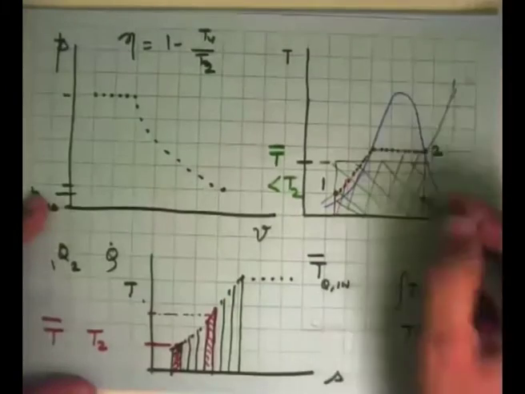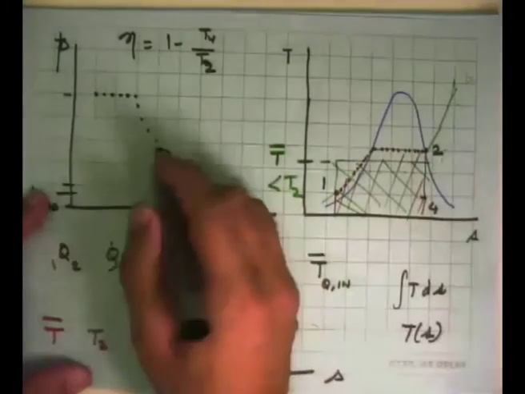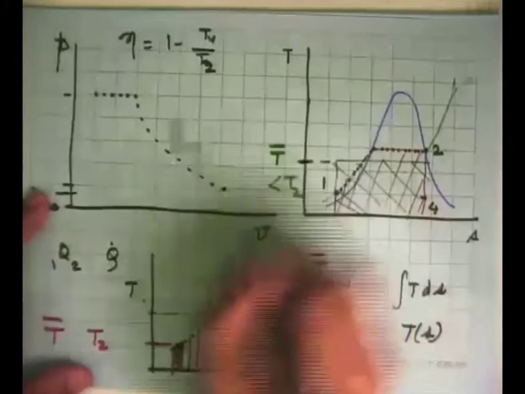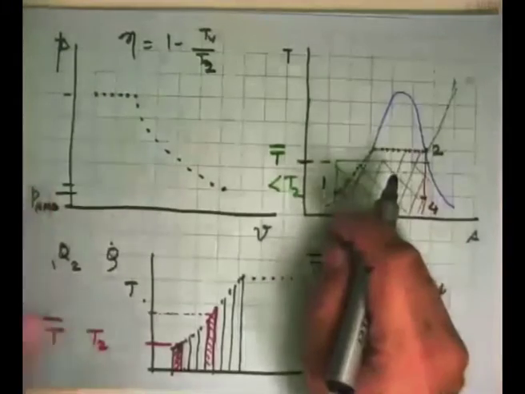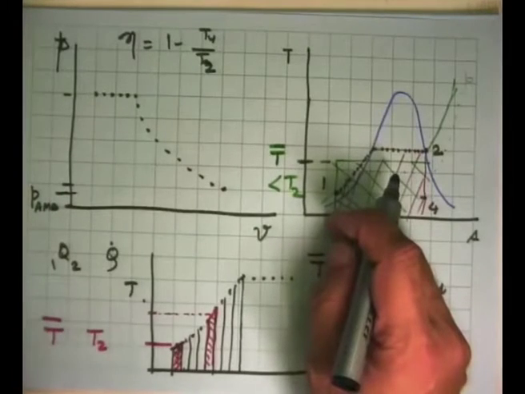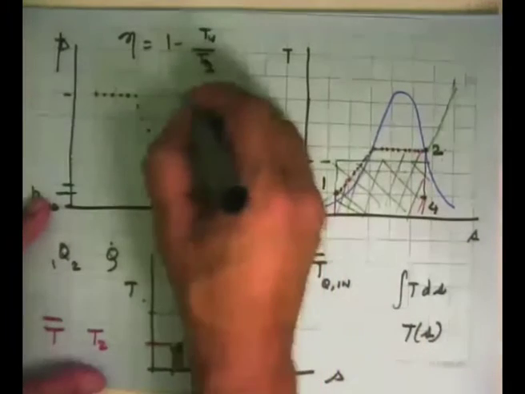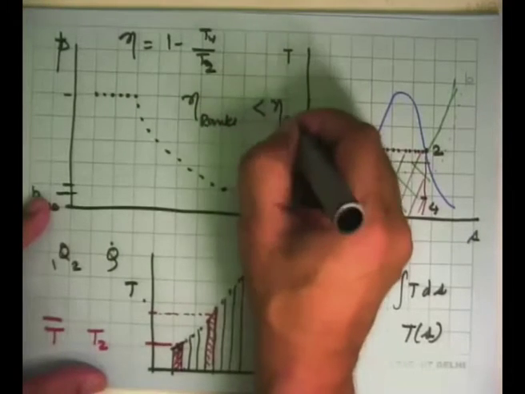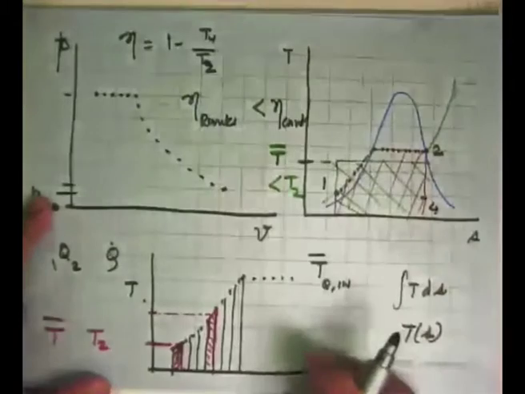Yeah, 1 minus T4 upon T2. The T2 has now come down and it has become less, and so the efficiency of this cycle is going to be less than the Carnot cycle efficiency. So in that sense, Rankine cycle efficiency is less than Carnot cycle efficiency.